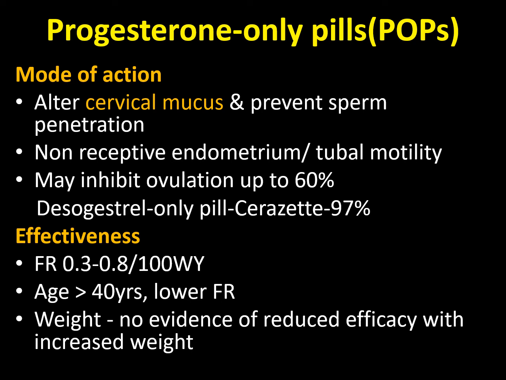The other effect is changes in the cervical mucus to prevent sperm penetration. The failure rate for progestogen-only pills is low, ranging between 0.3 to 0.8 per 100 woman-years. It is a safe method for women after the age of 40 because of decrease in the fertility rate, and there is no need to increase the dose with increasing weight as was done in the past. We used to increase the dose for obese women.